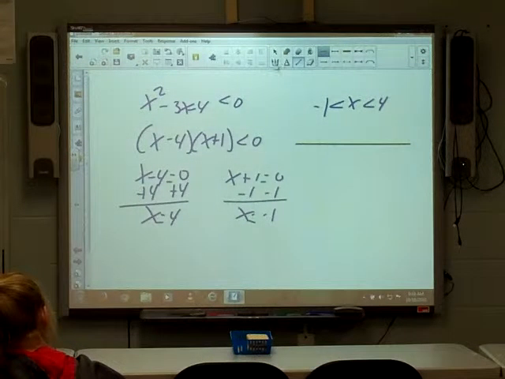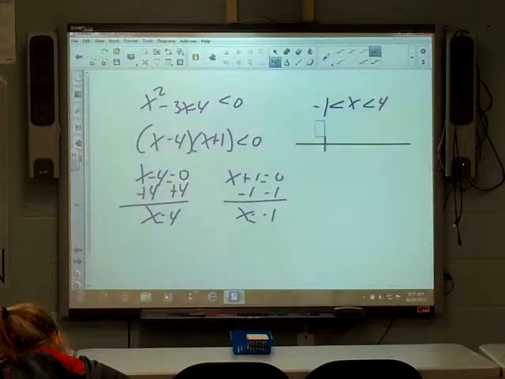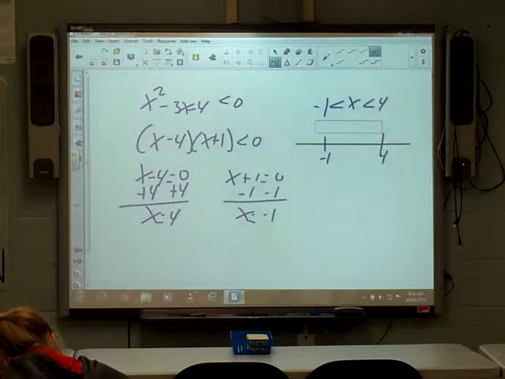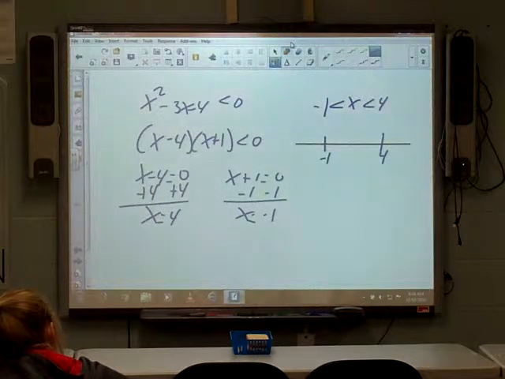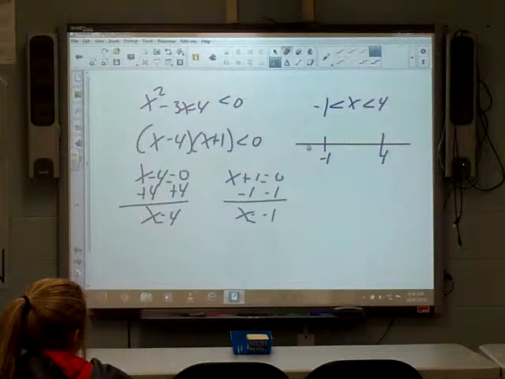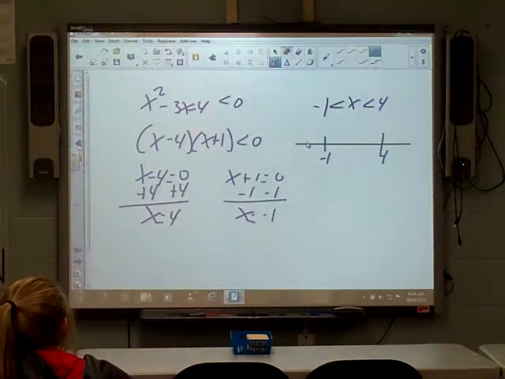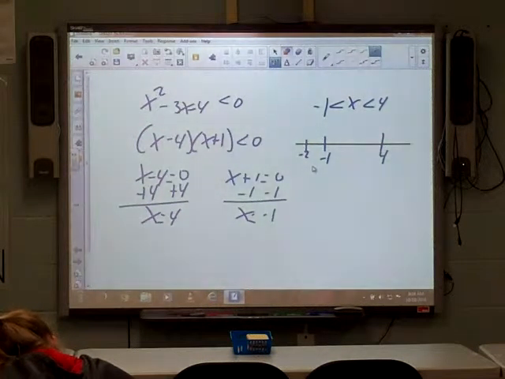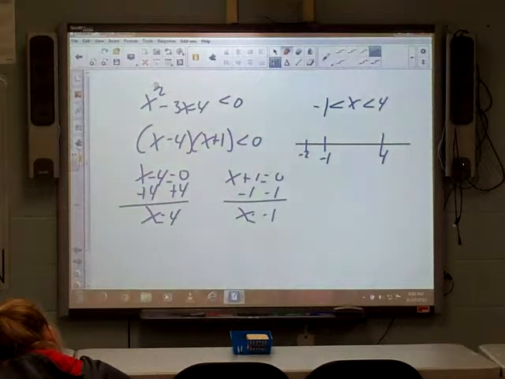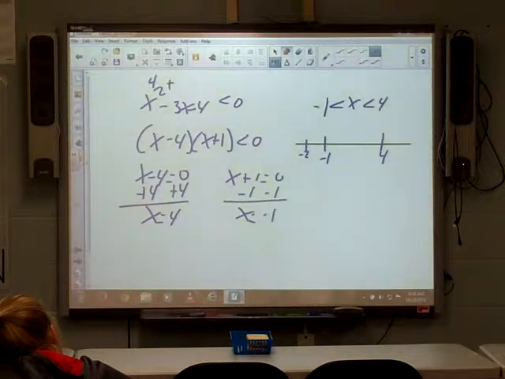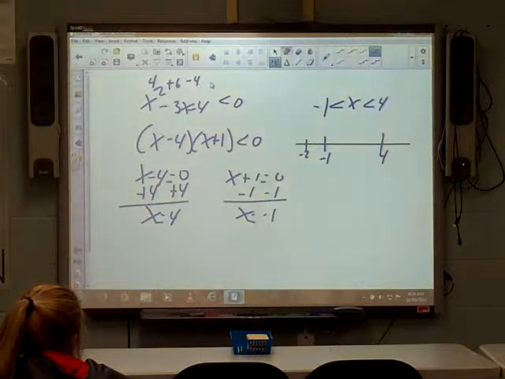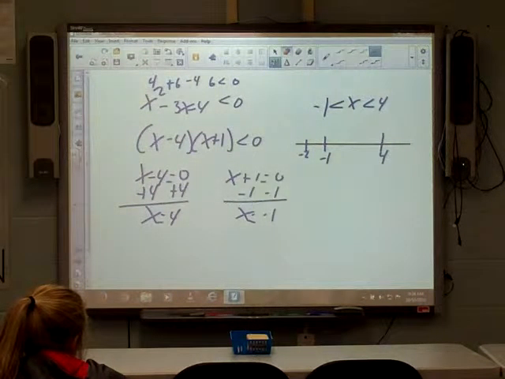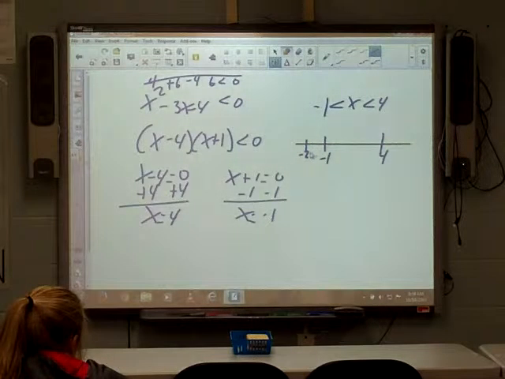If we look at this on a number line, if I've got negative 1 and 4, what I'm going to do here is test some parts of that number line. So I want to test a point that's to the left of negative 1. Okay, so let's test negative 2. Should negative 2 be shaded or not? We'll plug it in up here and see. Negative 2 squared is 4. Minus 3 times negative 2 is plus 6. Minus 4. 4 plus 6 is 10. 10 minus 4 is 6. Is 6 less than 0? No. So I'm not going to shade that part.